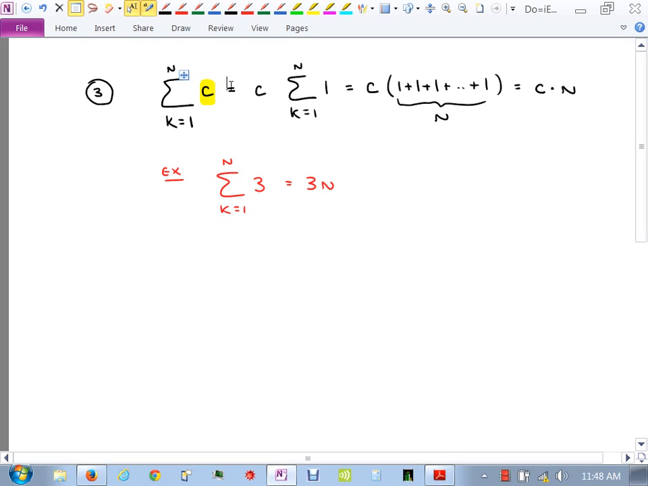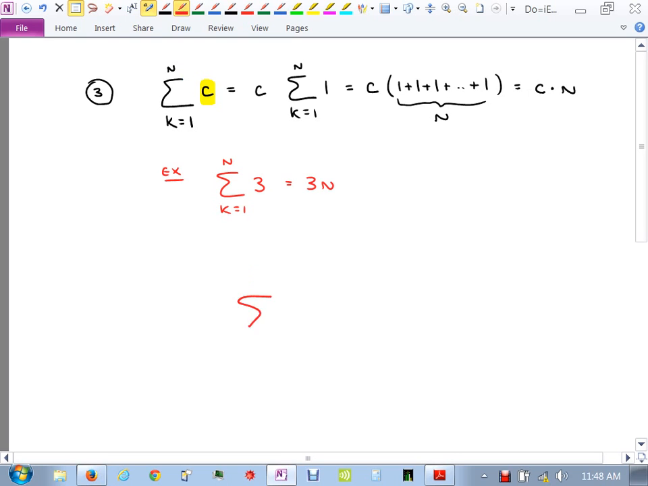So I kind of illustrated it here. What I did is I said, look, let's say you have a constant here. You use that property I just showed you that the constant can come out, which leaves you with the 1. And so if you sum k equals 1 to n of 1, that means you're going to have n ones added up together. And then you come back through with that constant, multiply it, and it's just c times n.